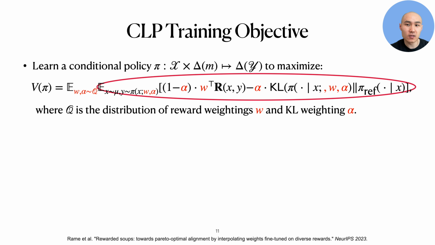The inner expectation is the classic RLHF objective with a conditioned policy on the weighted reward, and therefore classic algorithms such as PPO or REINFORCE can be used to optimize this. In our experiments, we just used REINFORCE with a value baseline.